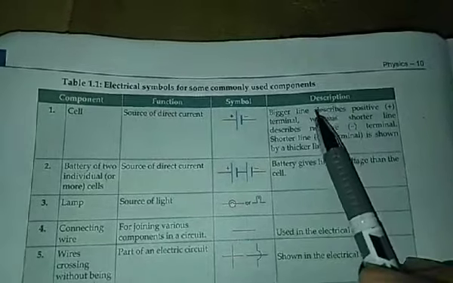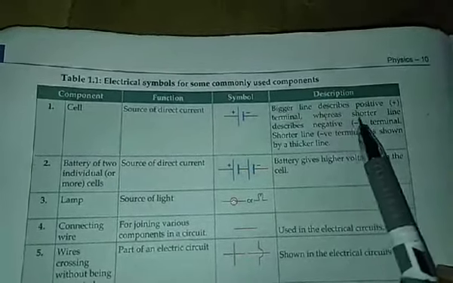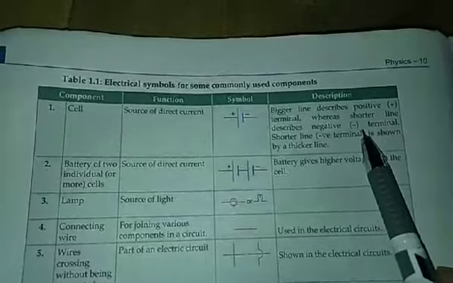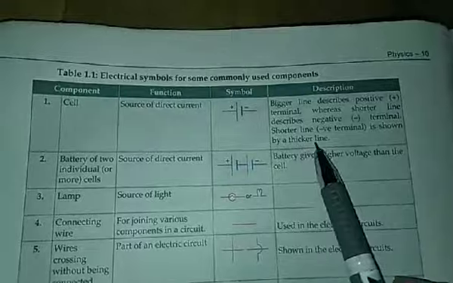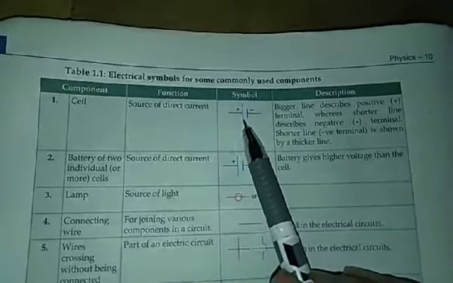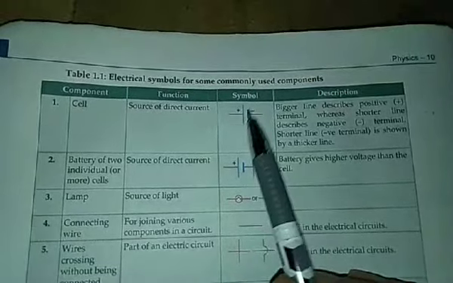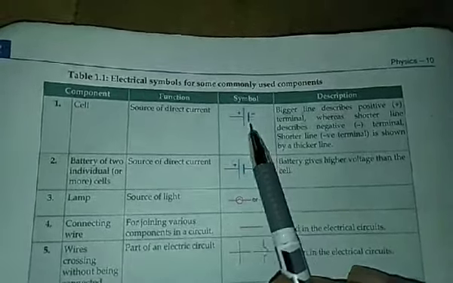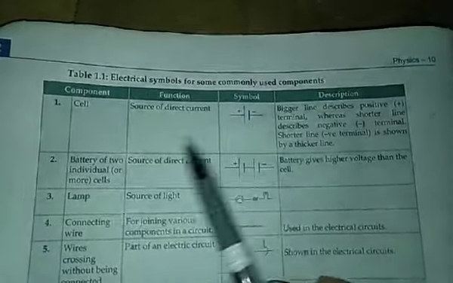Students, let's see the description. Bigger lines describe the positive terminal, whereas shorter lines describe the negative terminal. The negative terminal is shown by thicker lines. The positive terminal is the higher line, but it is thin, and the negative terminal is the shorter line, but it is thick.